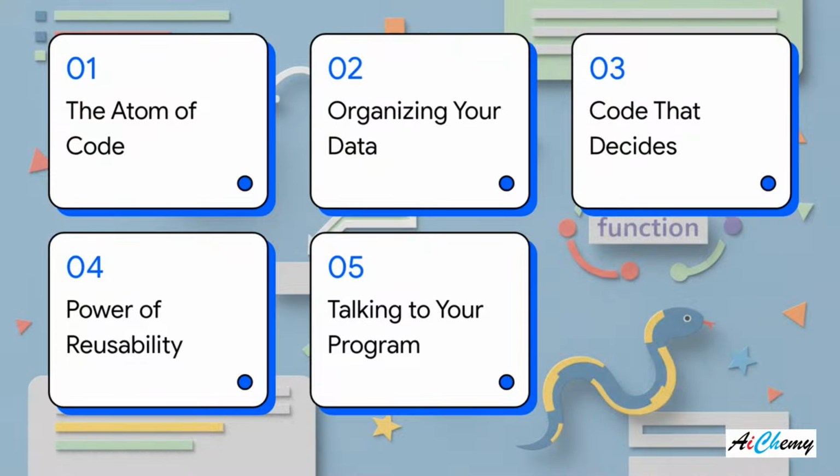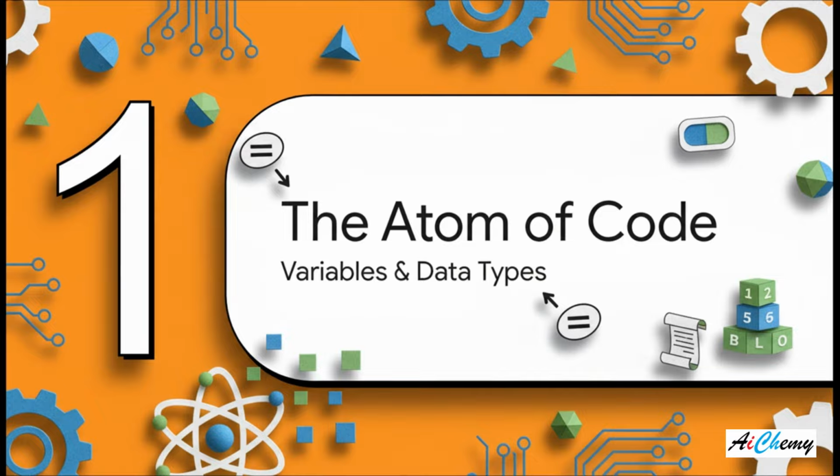Here's what we're looking at today. We're going to start with the tiniest little pieces of code and build our way up, piece by piece, until we have programs that can actually think, organize information, and even talk to us. So first up, we're starting at the very beginning, with the smallest, most essential unit in all of programming. You can think of it as the atom of our code, the variable.